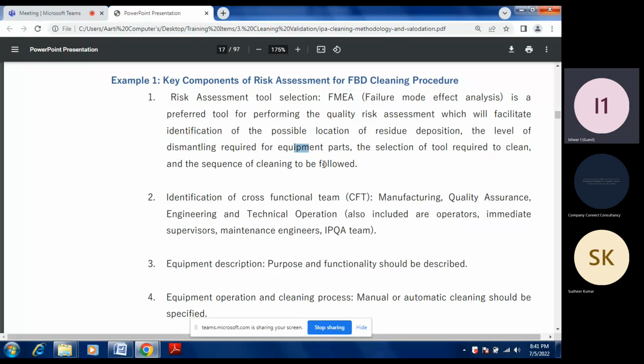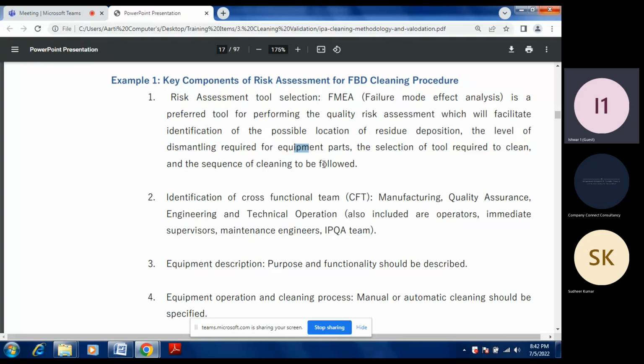Identification of the cross-functional teams. Whenever we go for any risk assessment, it has to be performed by functional teams. We have to identify key persons, subject matter experts from the different departments, who are directly or indirectly involved in that particular activity.